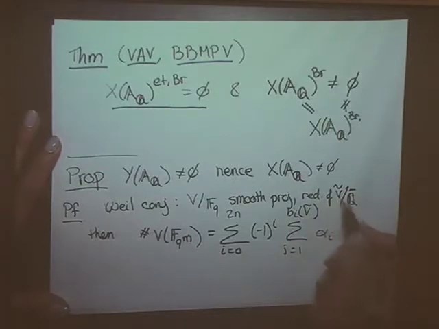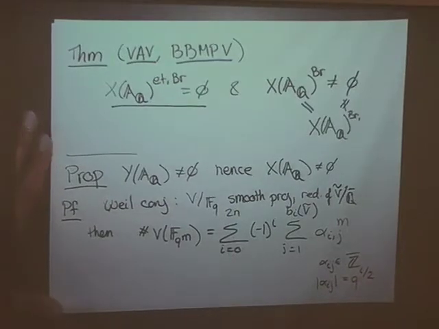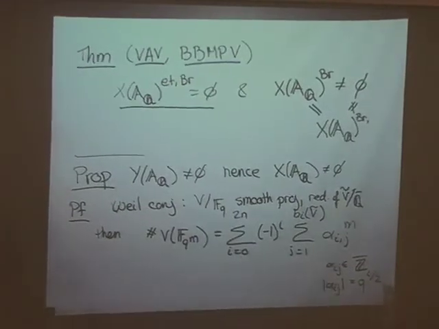So you embed Q-bar into the complex numbers, you view this as a complex variety, compute the Betti numbers, and these are roots of the polynomials that appear in the expression of the zeta function, the power series, as a rational function. And what are these alpha_ij's? Well, we know they're algebraic integers, and their absolute value is q to the i over 2. Okay. So we're going to use that for Y.